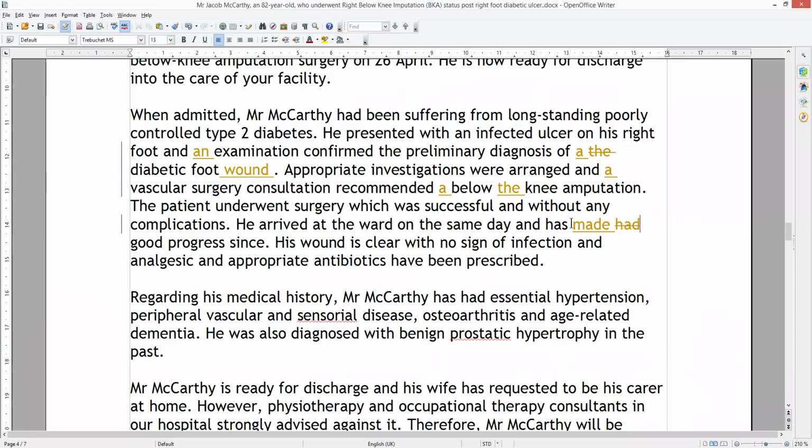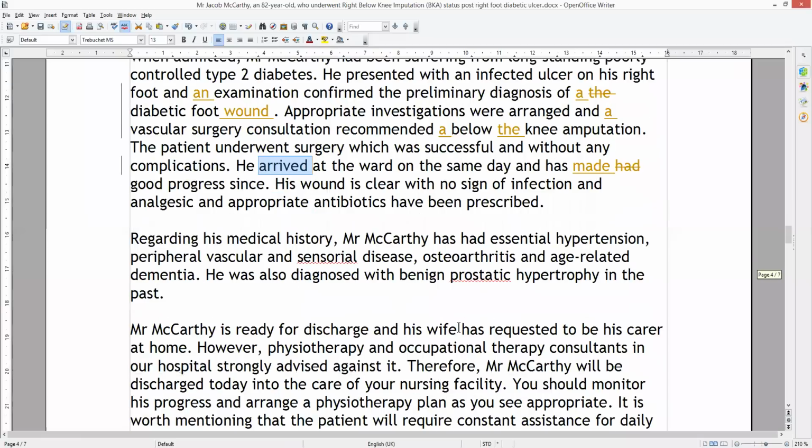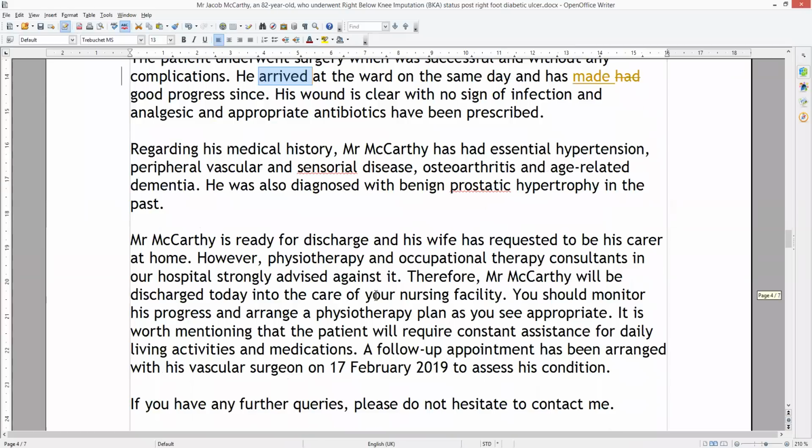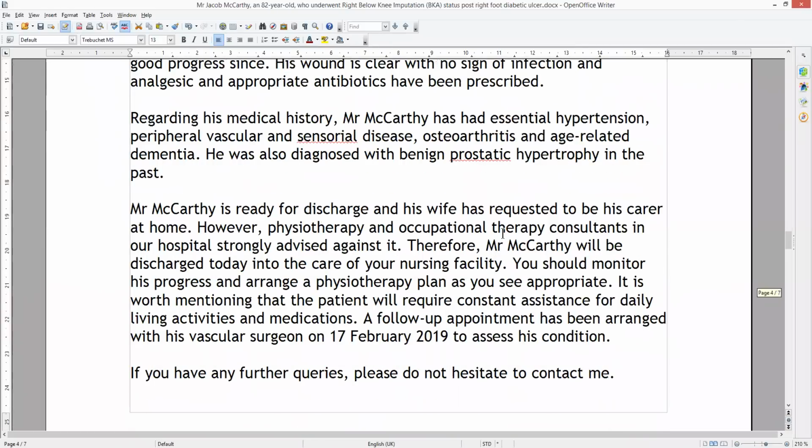Okay, what's under his wound? It's clear that an infection, as it had been prescribed. Have been prescribed or were prescribed? Because from the context we know when he arrived, you could use the simple past there. Medical history is noted: essential hypertension. Pass with a discharge by requesting his care at home.